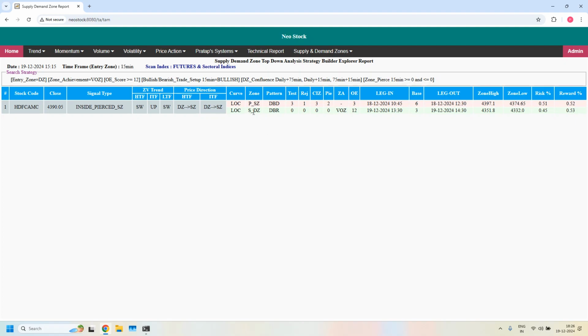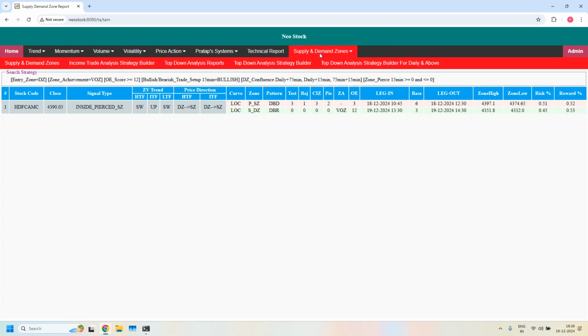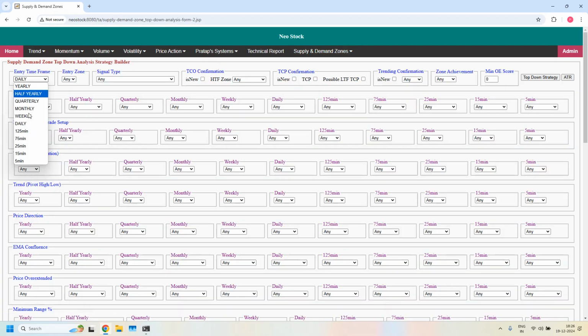That means this 15 minutes demand zone is part of the 75 minutes demand zone, both together again part of the daily demand zone. And daily EMA confluence we need not verify because the trend is sideways, EMA confluence does not make any sense. So this is about bullish trade setup for daily income trade. Next, bearish trade setup for daily income trade.